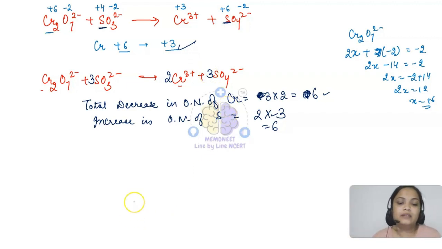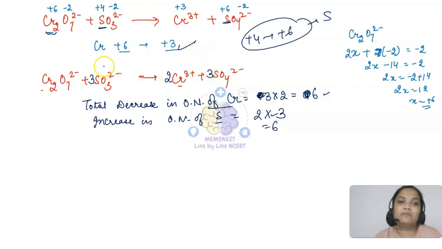Clear so far? Right? So what did we do? Firstly we saw the decrease in oxidation number for chromium was 3. Okay, plus 6 was decreasing to plus 3. But there we need to balance the chromium atoms. Firstly, we balance the chromium atoms. Then we saw total decrease in the oxidation number of chromium would be, if for one chromium atom it is 3, for 2 chromium atoms, the decrease would be 6. And the increase in oxidation number of sulfur was 2, from +4 to +6. Okay, for sulfur. But we need to make it equal, so we have multiplied it with 3 on the reactant and product side to make the sulfur atoms equal.